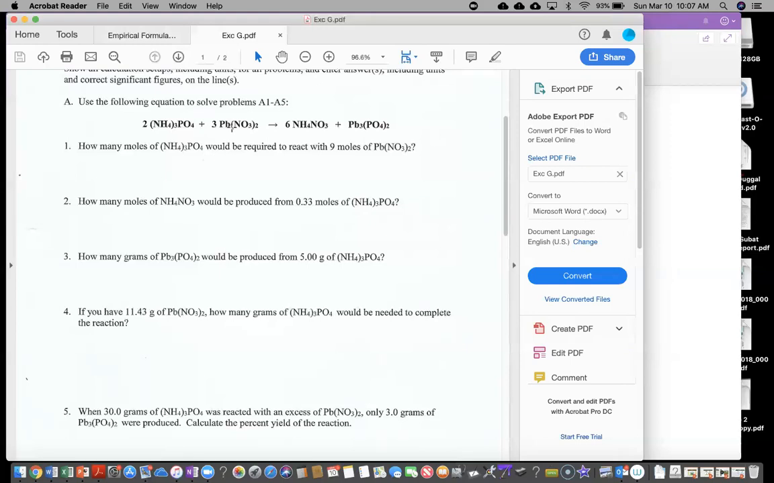So you just take, you're looking for, so you use the 30 grams of ammonium phosphate.